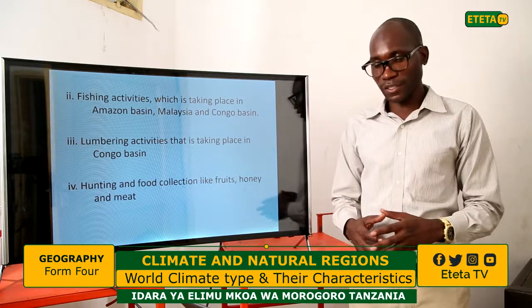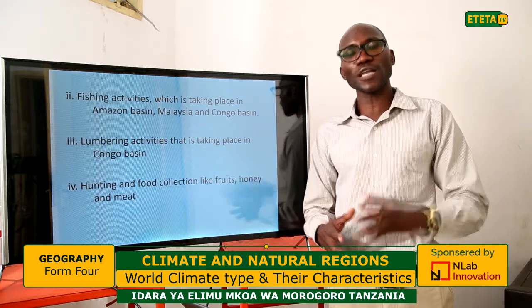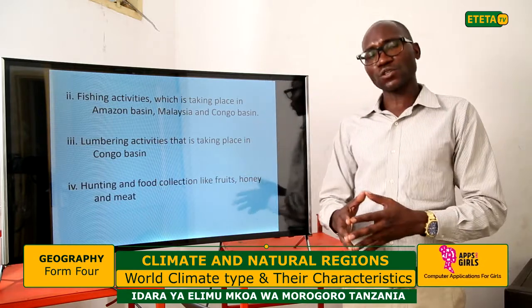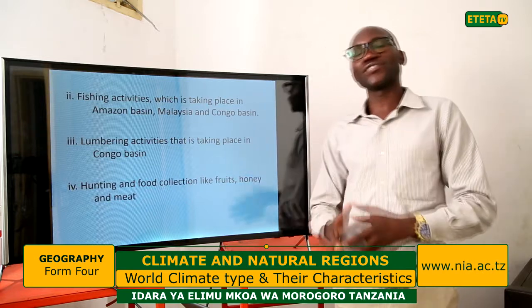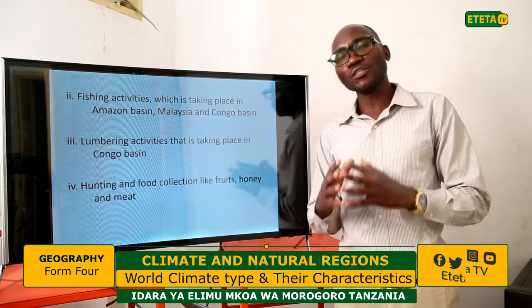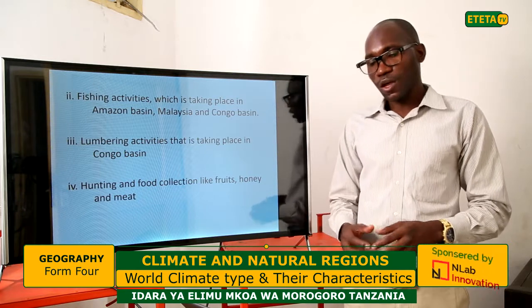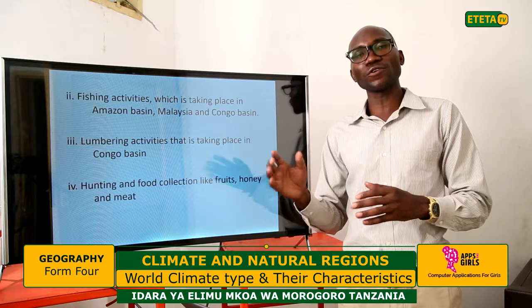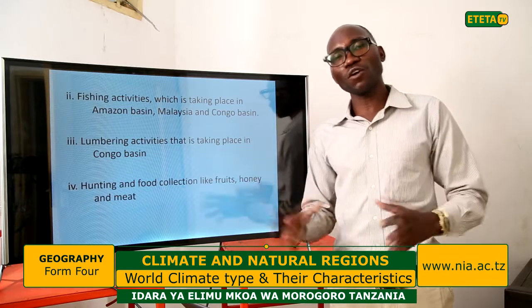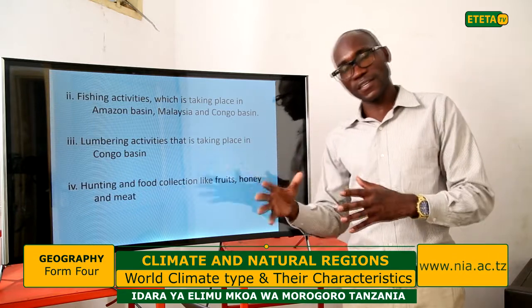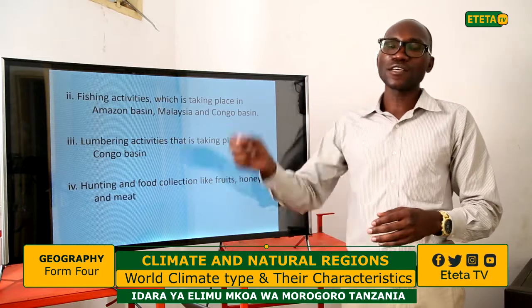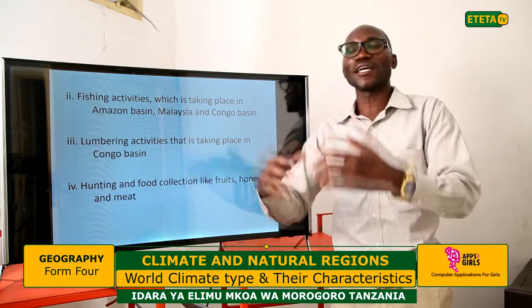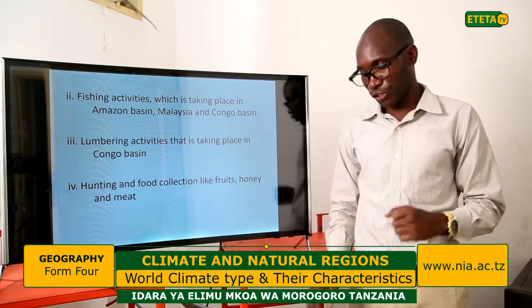Also, we can say lumbering. Due to the presence of a high number of forests, some of the people involve themselves in lumbering. They cut down trees to produce timber for construction. Also, hunting and food collection, like fruits. Due to the presence of forest in that equatorial region, some of the fruits are available, so the people can gather them and eat.